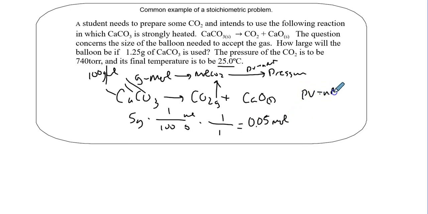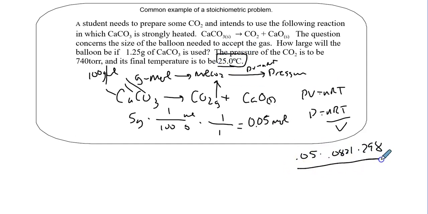PV equals nRT. P equals nRT over V. This is 0.05, 0.0821, temperature 298, that's the 25 degrees Celsius, divided by the volume, which is, how large is the container going to be? So we're looking for volume.